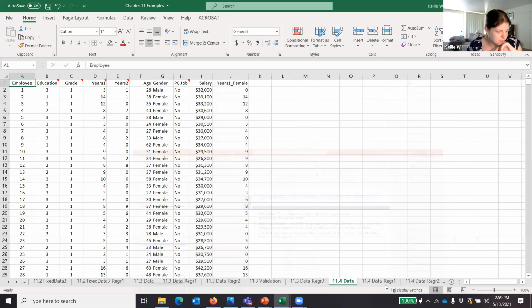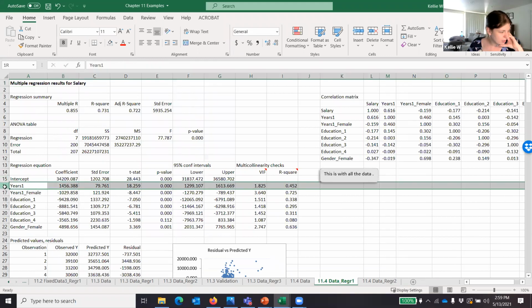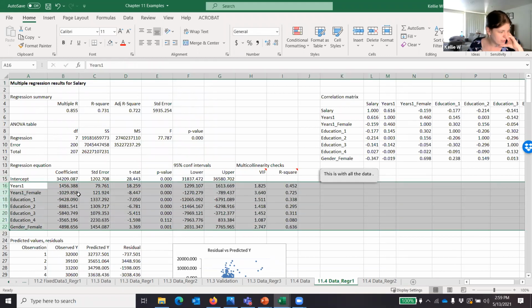Actually, going back to the salary data, this is with all the data running for all of these variables.